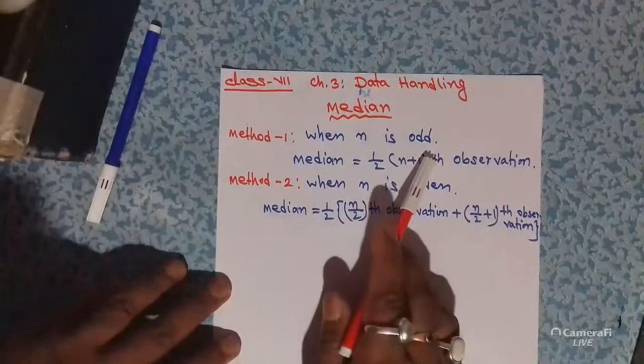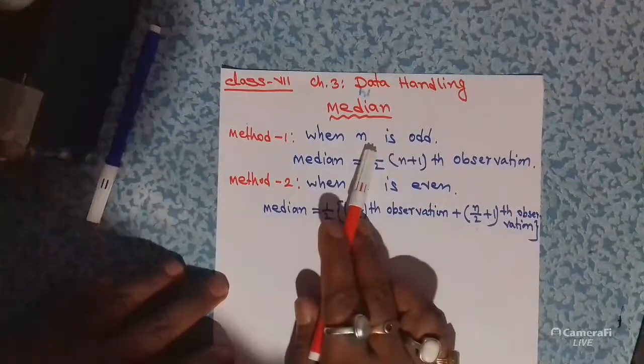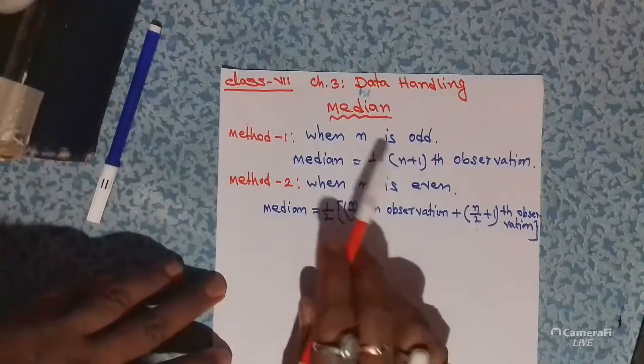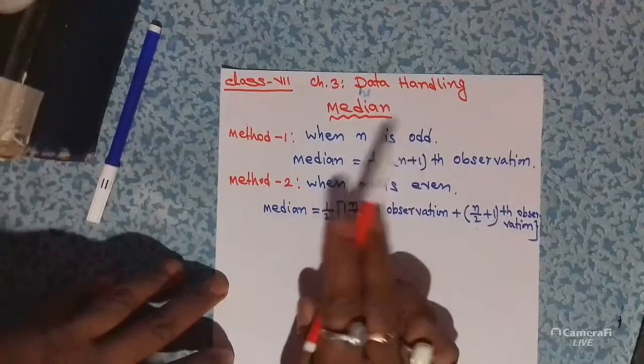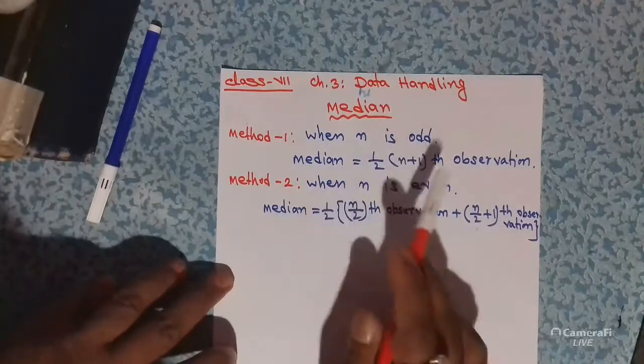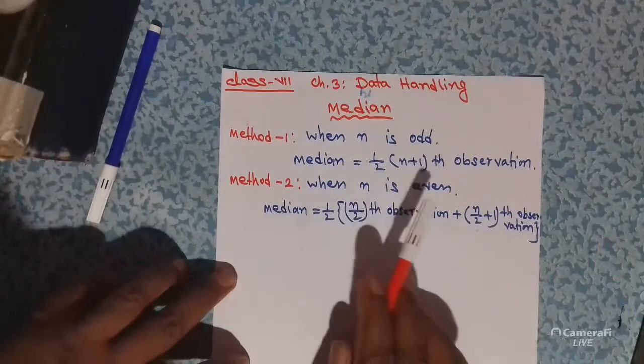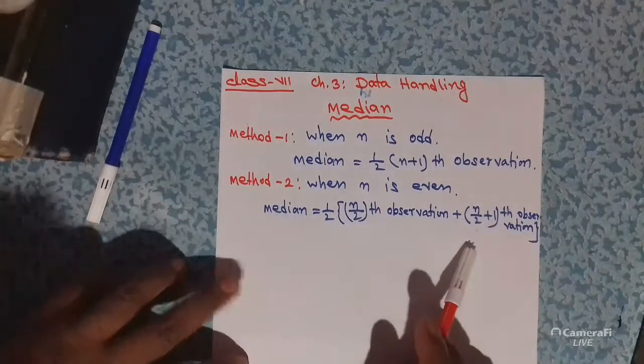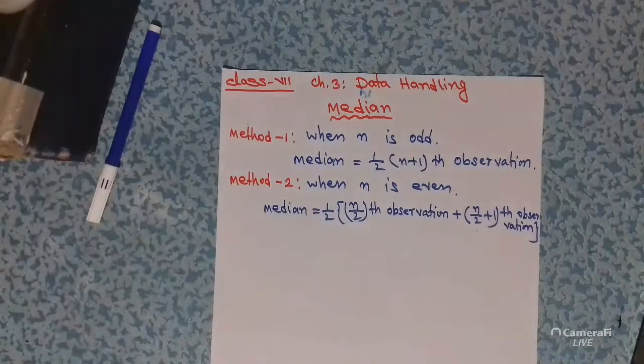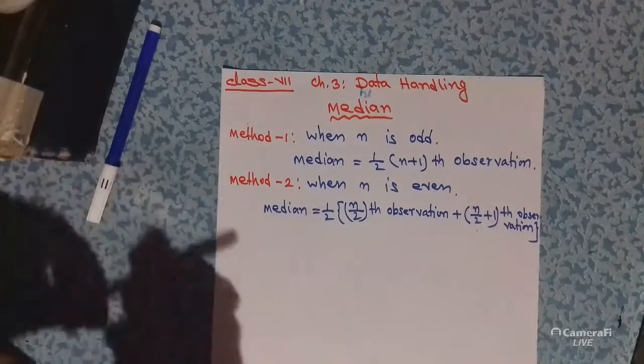When n is odd, what is n? Here, n means the number of observations. So when the number of observations is odd, we use this formula. When the number of observations is even, we must use this formula. Now I am going to show you an example.